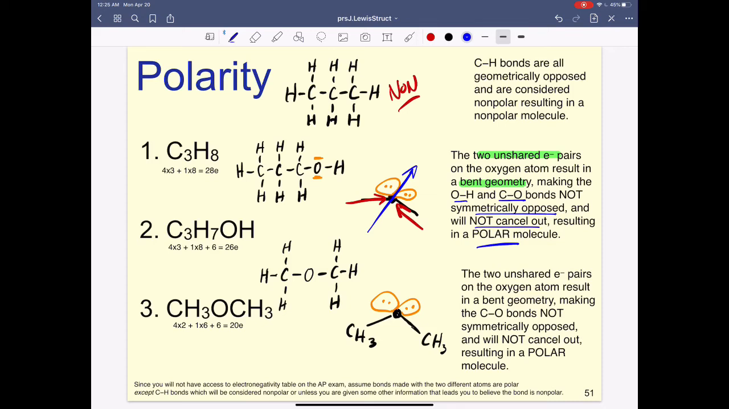The same thing will happen with acetone, with the 2 unshared pairs on the oxygen, once again resulting in bent geometry, and the carbon-oxygen bonds will not be symmetrically opposed, will not cancel out, again resulting in a polar molecule.